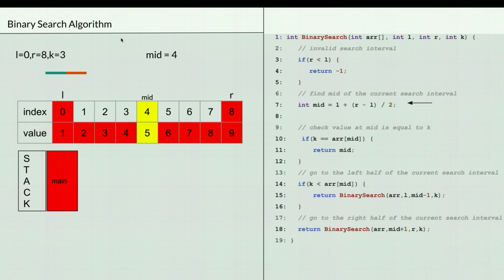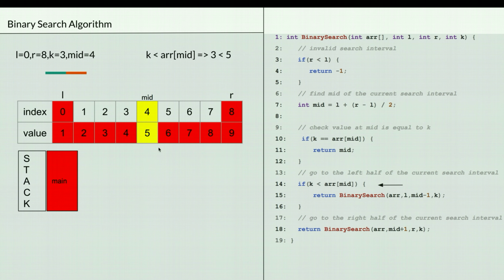Once we have mid, compare whether k is present at mid or not. So compare k with array of mid. In this case, k is 3 and array of mid is 5. Is 3 equal to 5? No, they are not equal. That means k is not present at this mid. So we can go either to the left half or to the right half. Next, we will compare k with array of mid. In this case, k is 3, array of mid is 5. Is 3 less than 5? Yes, it is less than 5.